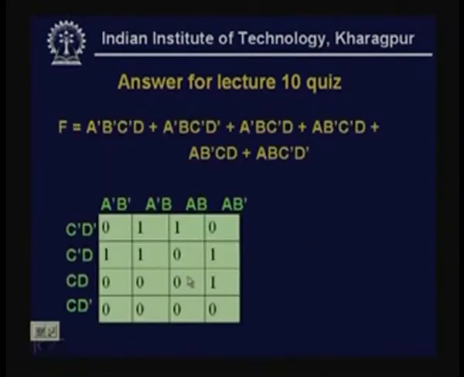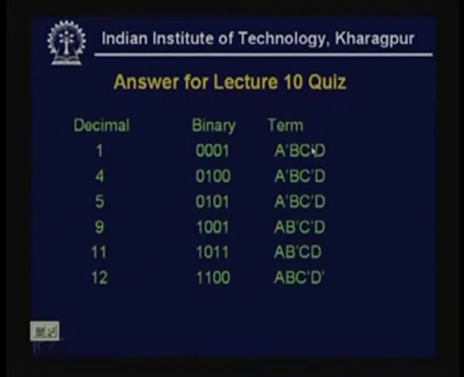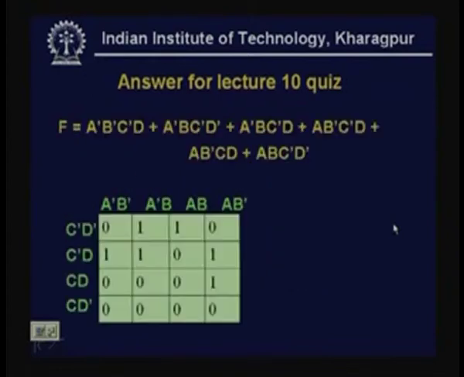So, F will be the sum of all the previous terms, and these are the 6 terms. Now, if we draw the Karnaugh map, for these 6 min terms, there will be 6 ones, and these are the positions.